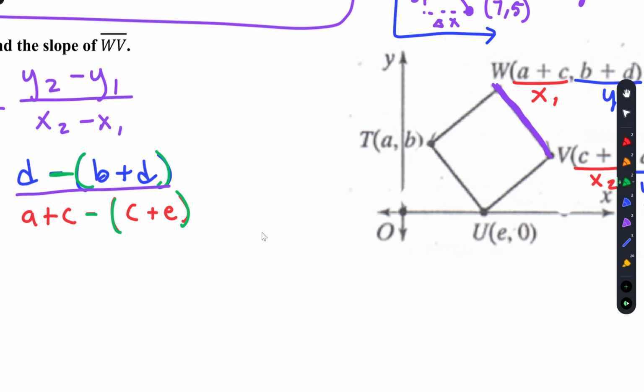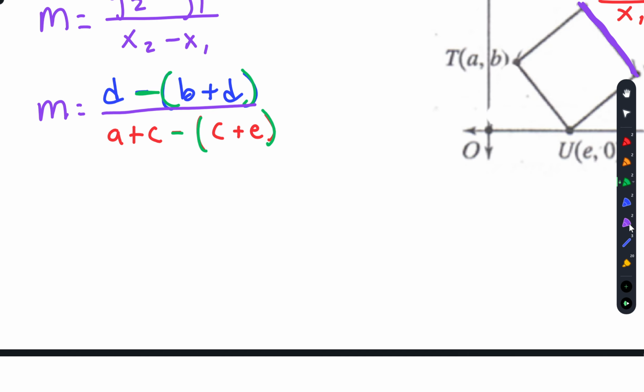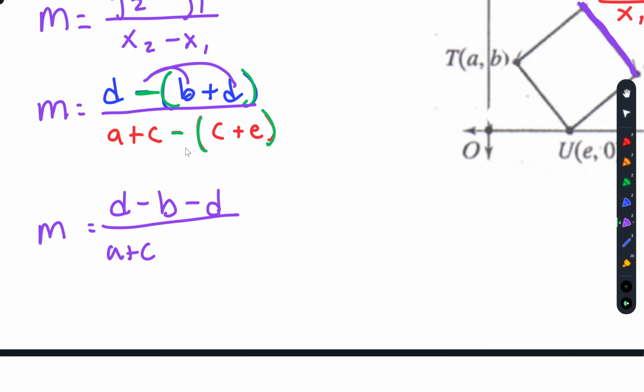Again, that parentheses is to remind myself that I'm going to distribute that negative. And then I'm simplifying. So this becomes D minus B minus D over A plus C minus E.